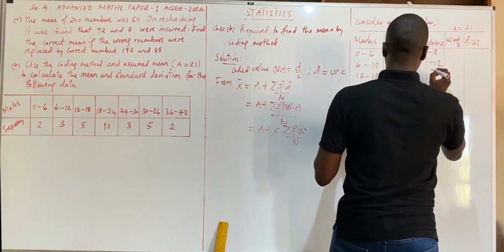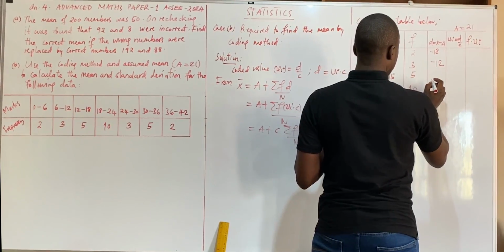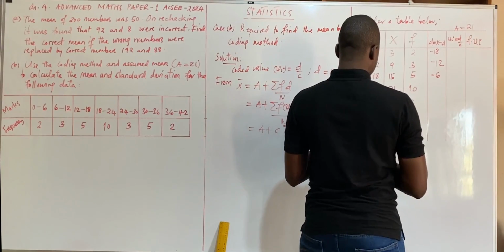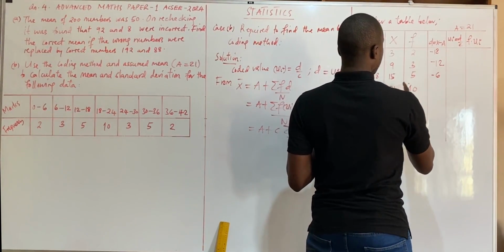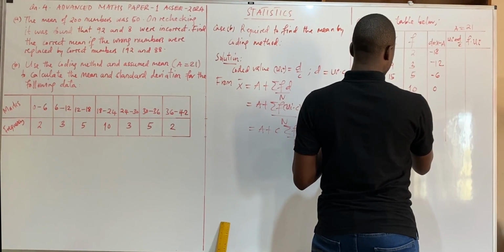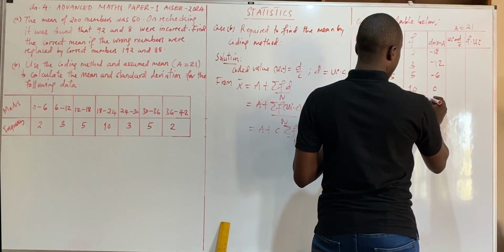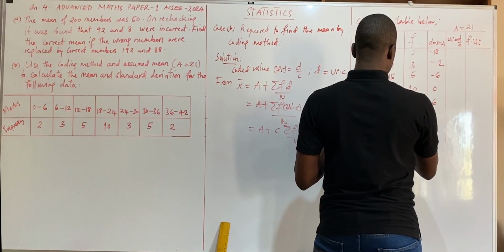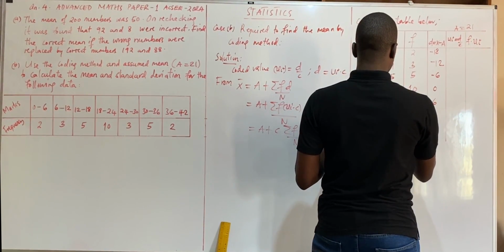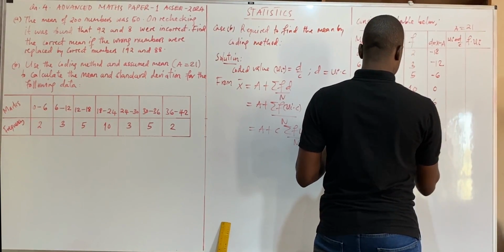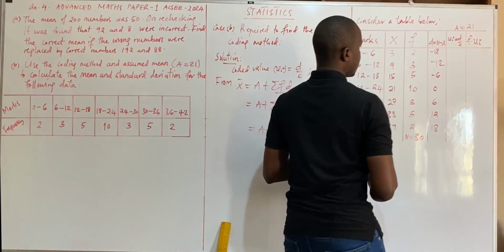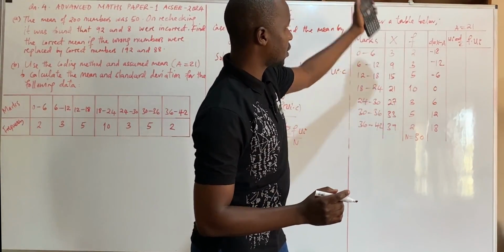15 minus 21, we end up getting negative 6. And now 21 minus 21, we get 0. 27 minus 21, we get 6 positive. Then 33 minus 21, we get 12 positive. And 39 minus 21, we get 18. So that's how we are going to get this column for deviations.